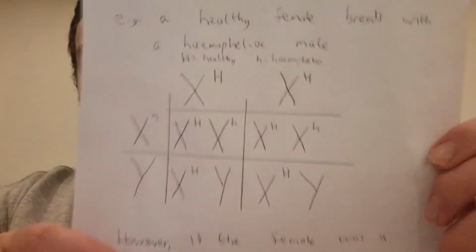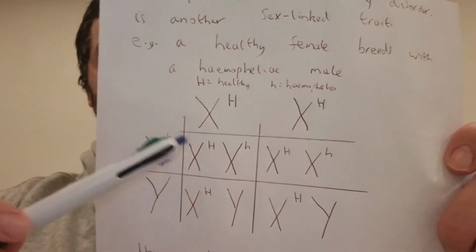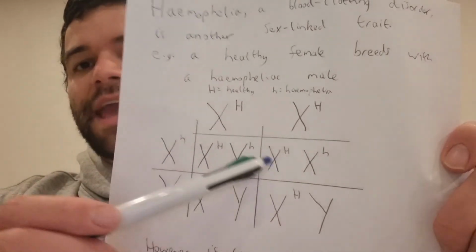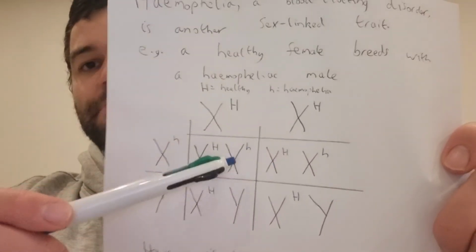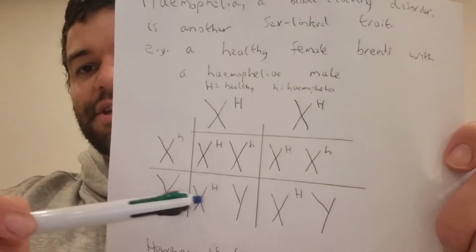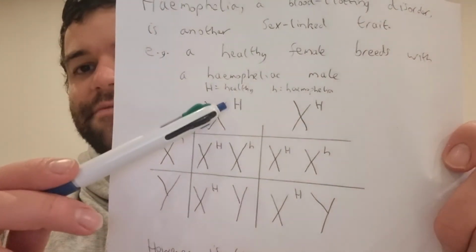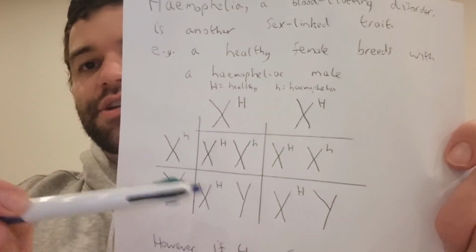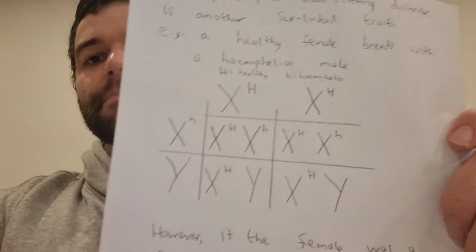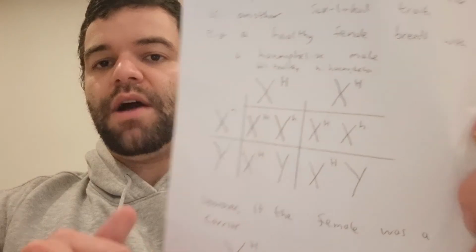This will actually result in no offspring having haemophilia. Two of the females will pick up the allele, and therefore they'll carry the gene for haemophilia, but they won't have it because they've still got the dominant allele. Whereas the two males, they pick up the X chromosome that doesn't have the haemophilia, so nobody in this situation would get haemophilia.